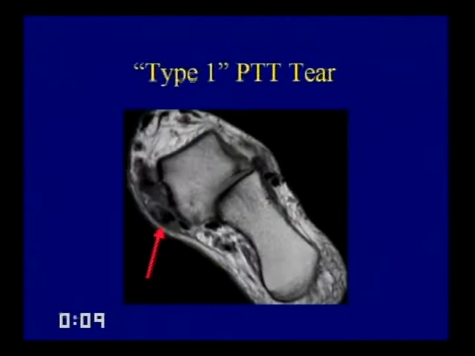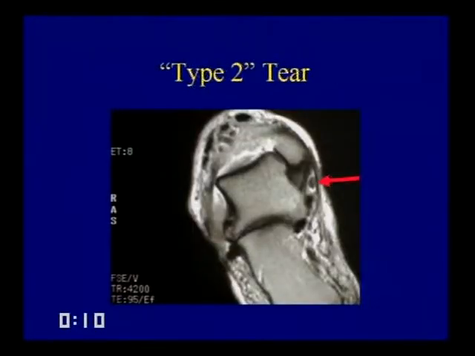This is clearly a type 1 tear. There's actually a linear cleft going through the tendon extending to the surface. It's larger than the adjacent medial tendons as well, so we'll call that a type 1 tear. Here's an example of a type 2 tear where the tendon is actually now smaller than the flexor digitorum longus and flexor hallucis longus, or at least the same size. It has abnormal increased signal and fluid around it, so that's a chronic attritional tear or type 2 tear.